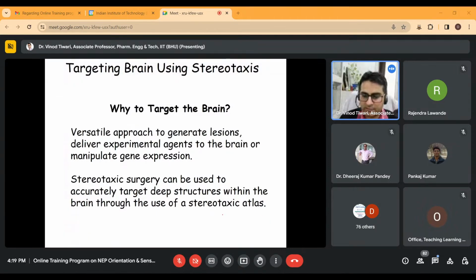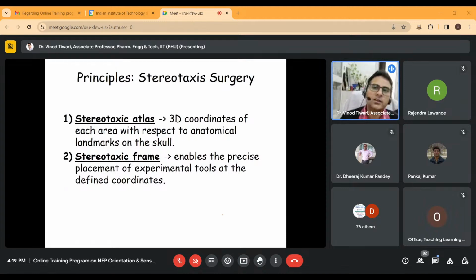Now, what is the histotaxic atlas basically? So histotaxic atlas is a book which has been developed by these scientists, Watson and Taxinas. These are the two scientists who later on studied the brain in detail of different species, including human beings, rat, mice, or other animal species.